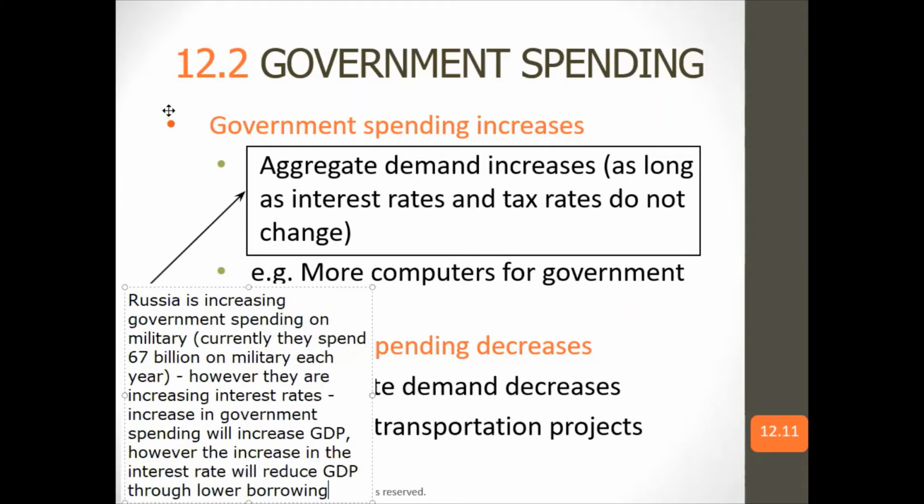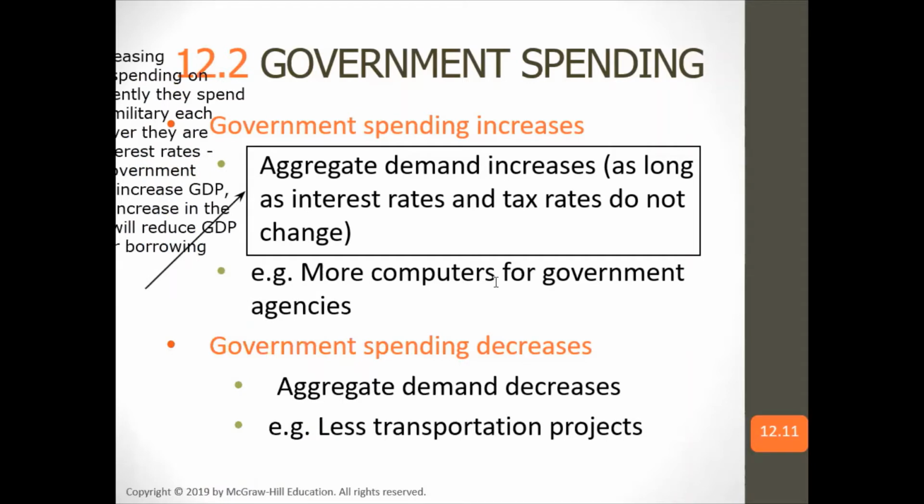So that's a good special case there. Then when government spending decreases, aggregate demand decreases. You can't spend as much on transportation, healthcare, education, military, etc. So that's what they call austerity.